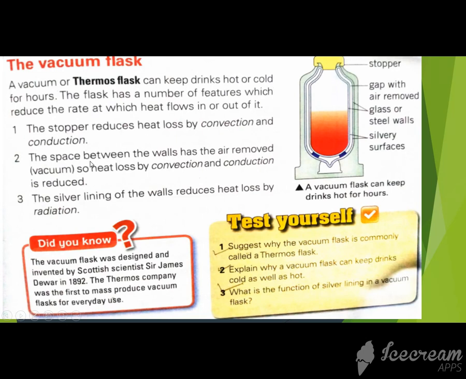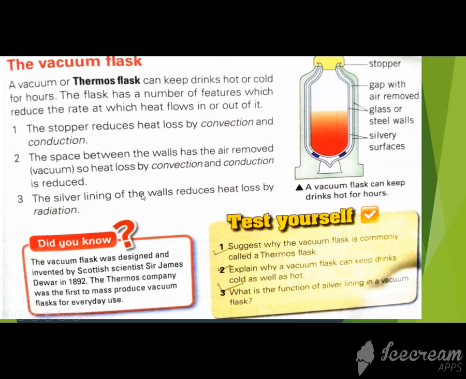Number 2 is the space between the walls has the air removed, which is called vacuum. As you can see, this is the space between the walls. So the vacuum is created because all the air has been removed in this area. So heat loss by convection and conduction is reduced. Conduction is basically a process which allows heat to pass through solid materials, and convection happens only in liquids and gases because particles are free to move and it always plays in the upward direction.